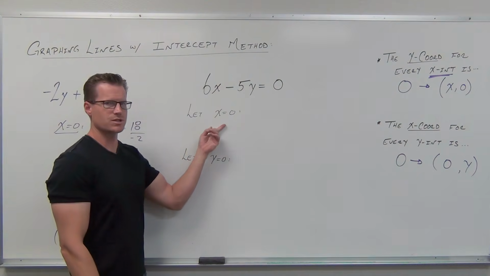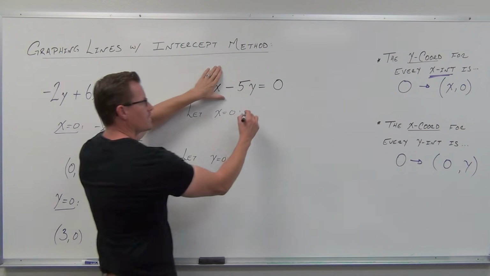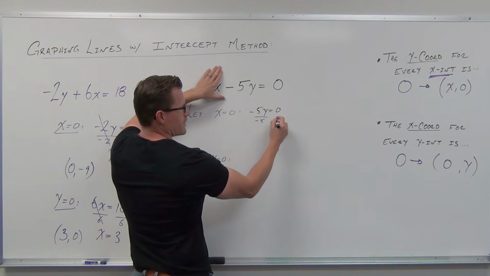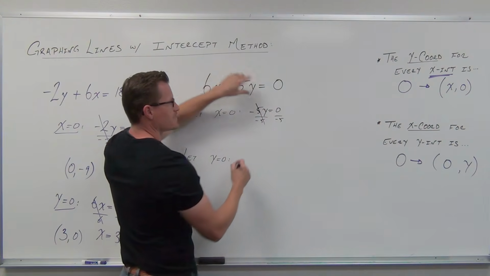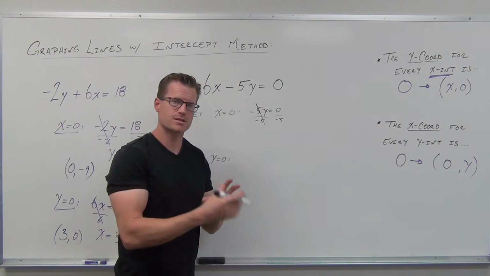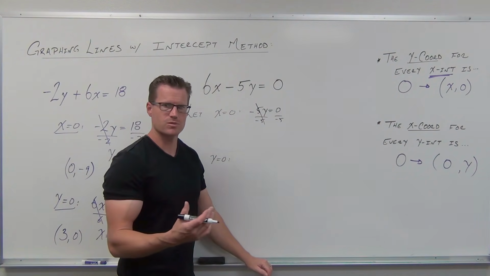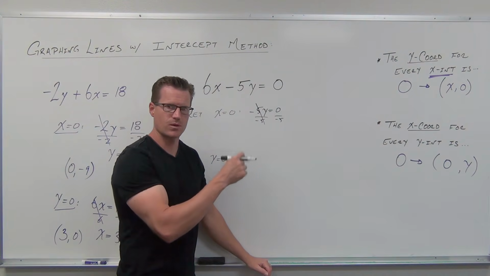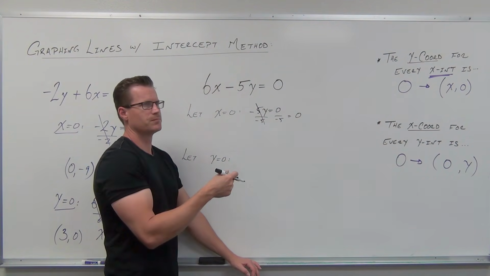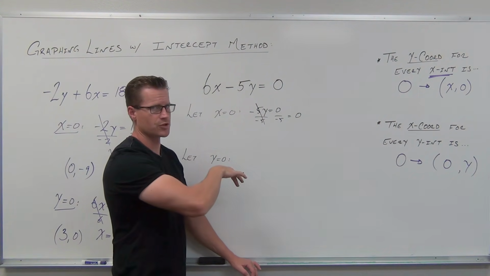If you let x equals 0, looks like it should work. Let x equals 0, this is gone. 6 times 0 is 0. You'd have negative 5y equals 0. Yeah, you can divide by negative 5, and yes, you can divide 0 by a number. That's fine. You're going to get 0 out of that. If you don't know why that is, I've got some videos in pre-algebra that explain when you can and when you can't divide by 0. 0 divided by a number is 0, for sure.